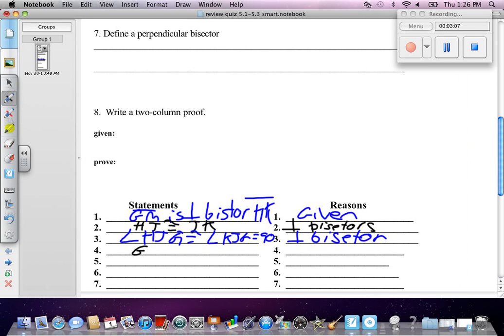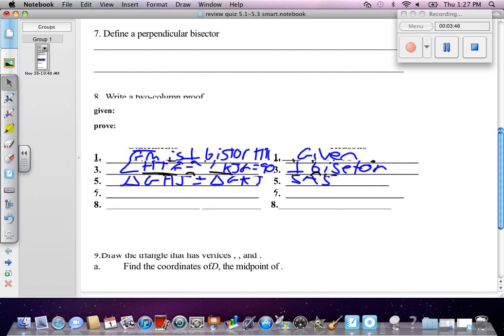And we know that GJ is congruent to GJ by reflexive. So then we know that the triangles, not the ones we want, but triangle GHJ is congruent to triangle GKJ by side, angle, side.